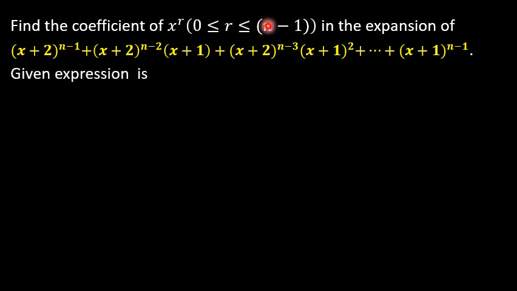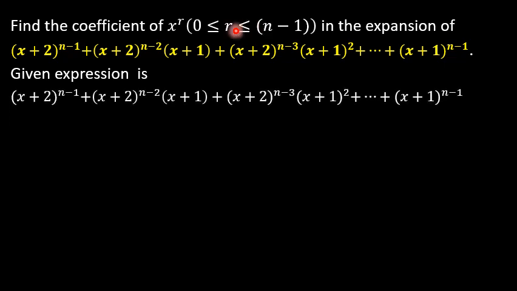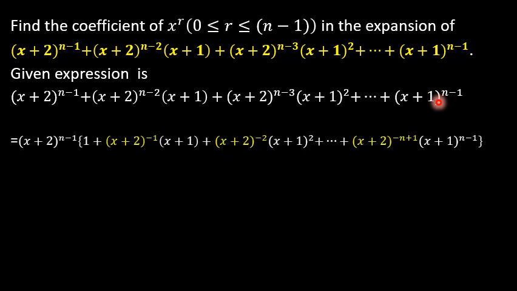Let us consider the given expression, which is (x+2)^(n-1) + (x+2)^(n-2)(x+1) and so on up to (x+1)^(n-1). We will take (x+2)^(n-1) common. So we get 1 in the first term, that is (x+2)^(n-1) into 1 is (x+2)^(n-1), plus in the second term we are left with (x+2)^(-1) into (x+1).